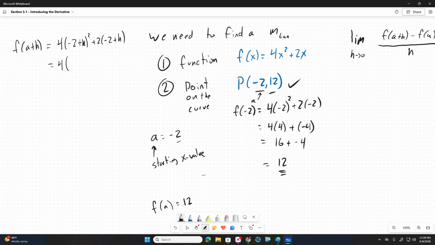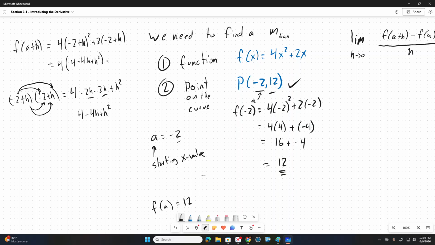Or 4 times what is negative 2 plus h squared. Remember, we use some foiling. We multiply everything by everything. We get 4 minus 2h minus another 2h plus h squared. Combine those two, 4 minus 4h plus h squared. Distribute out the 2. We get minus 4 plus 2h. Let me get rid of this.